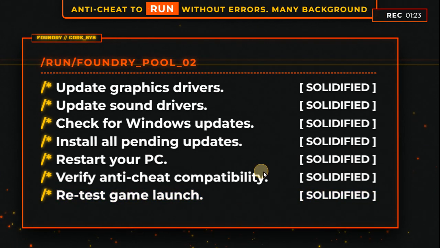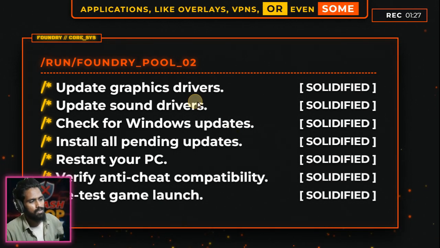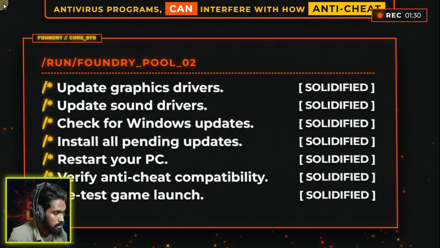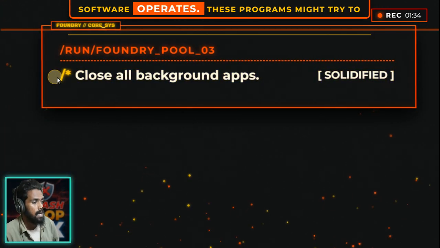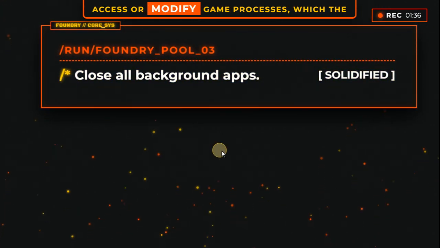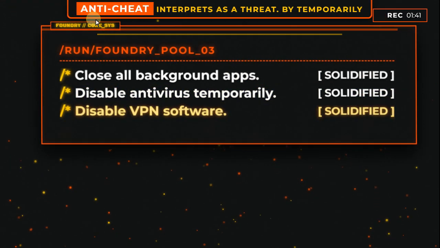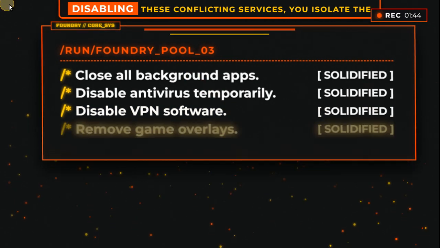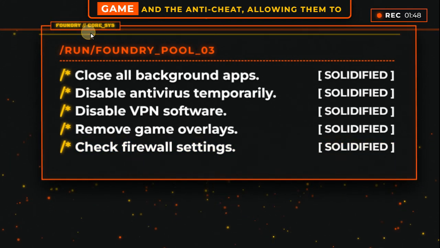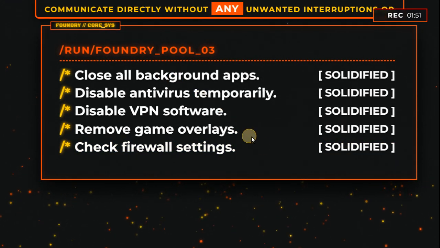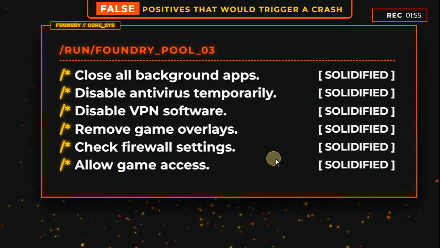without errors. Many background applications like overlays, VPNs, or even some antivirus programs can interfere with how anti-cheat software operates. These programs might try to access or modify game processes, which the anti-cheat interprets as a threat. By temporarily disabling these conflicting services, you isolate the game and the anti-cheat, allowing them to communicate directly without any unwanted interruptions or false positives that would trigger a crash loop.